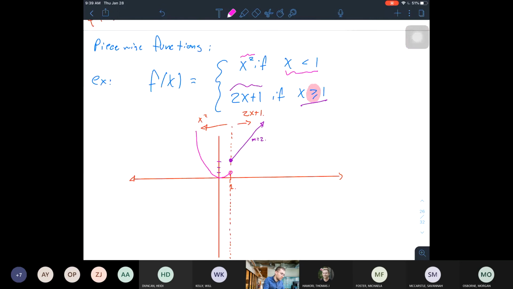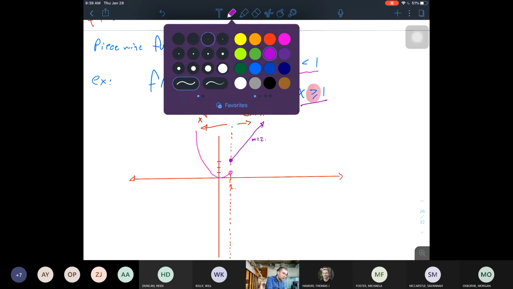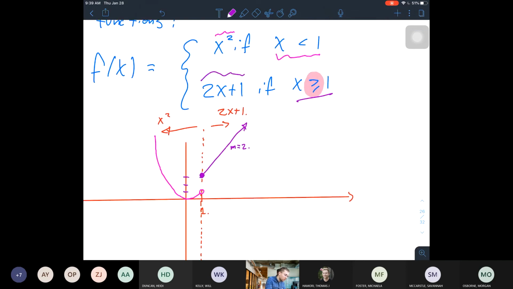So what I could do is draw both of these two functions in completely, and then I could just find the dividing line and cut one off and say, okay, from here on out we're going to use this function, and from here on out we're going to use that function. Oops, that's not my eraser. This is my eraser. Okay, so that's how I graph piecewise functions.